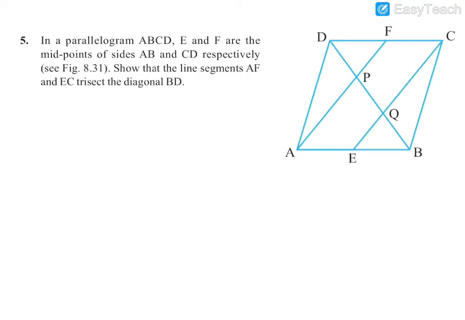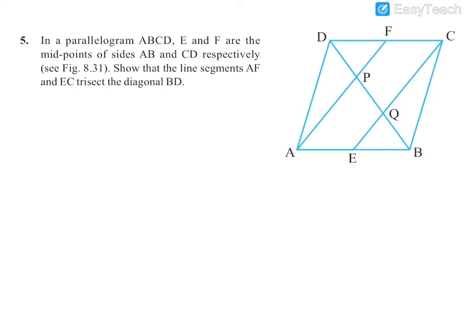Question number 5. In a parallelogram ABCD, E is the midpoint of AB and F is the midpoint of DC. Show that the line segments AF and EC trisect the diagonal DB.